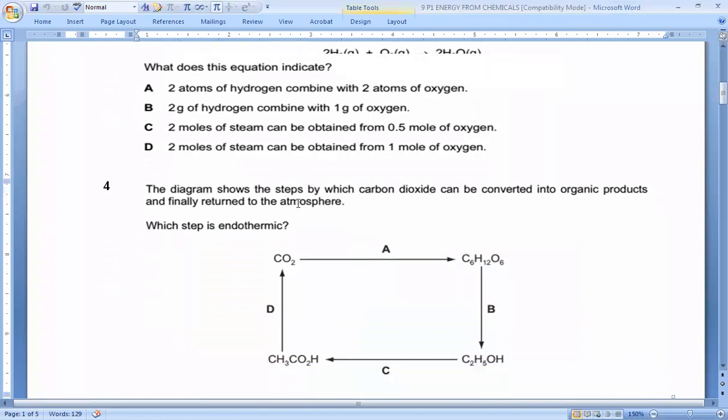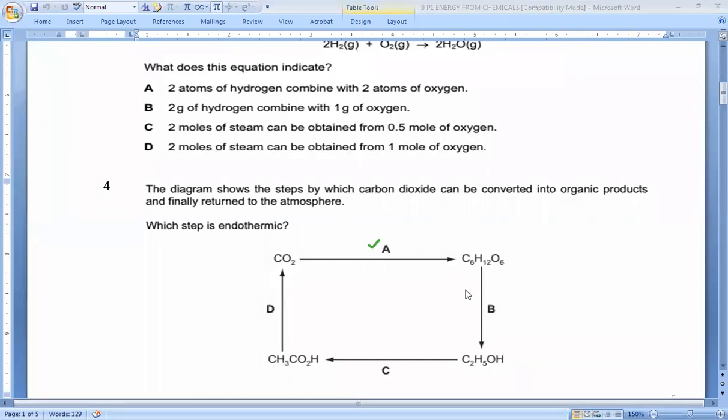The diagram shows the steps by which carbon dioxide can be converted into an organic product and finally returned to the atmosphere. Carbon dioxide in reaction A changes into C6H12O6. This is glucose. This is the photosynthesis reaction. So option A is correct for this reaction.